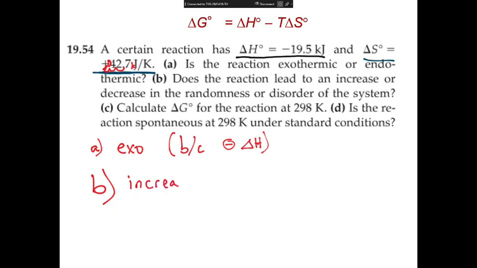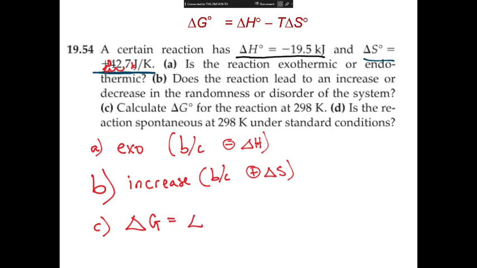Positive delta S. BC means because. It's just my shorthand. Because positive delta S. Increase in randomness there. Now let's get into the new stuff here. Calculate the delta G.